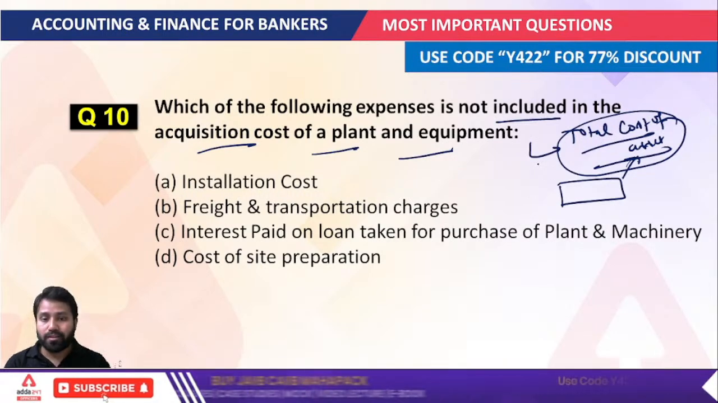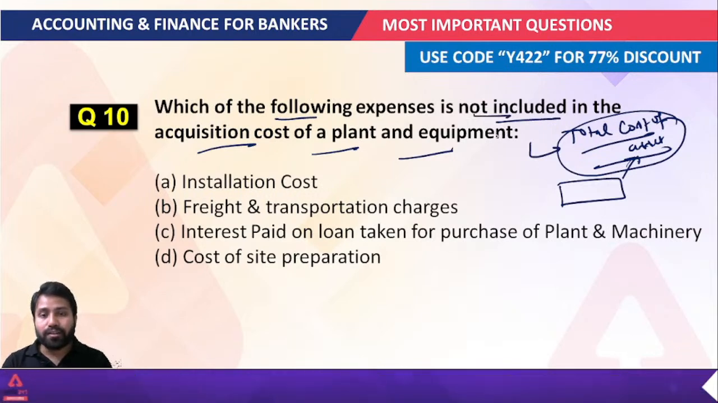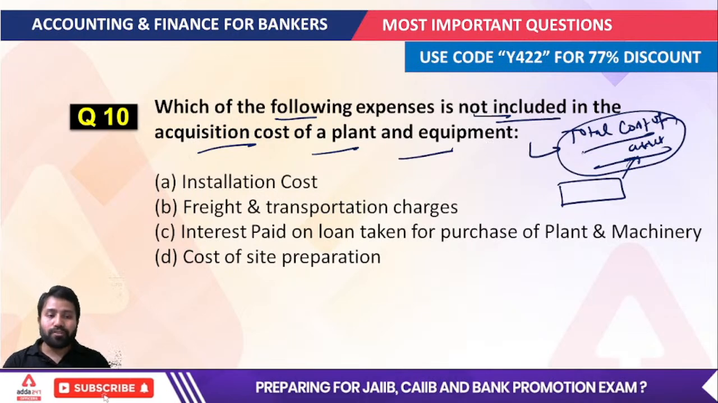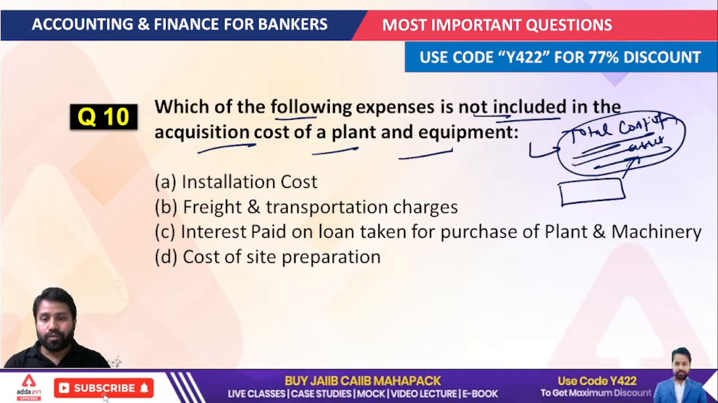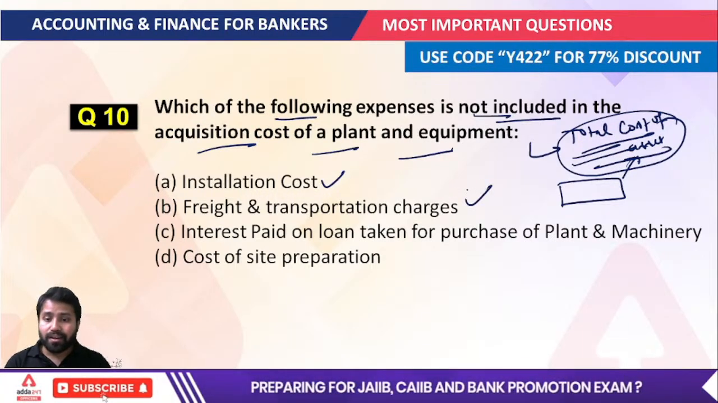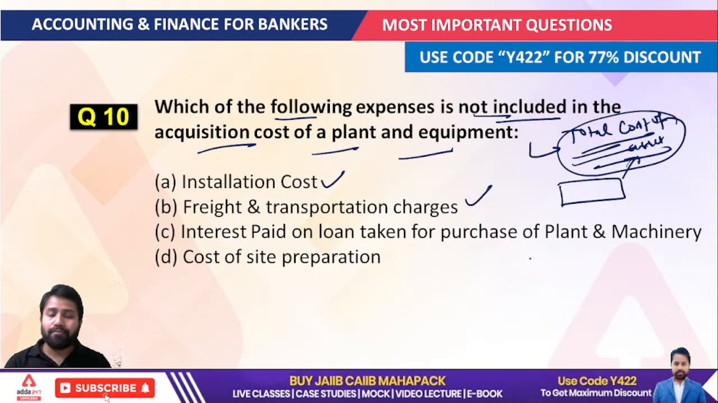That actually makes the total cost of the asset. So if I talk about which of the following expenses is not included in the acquisition cost of the plant and equipment, you are actually talking about the total cost of that asset. Here you will include the installation cost, that is correct. Freight and transportation charges, that is correct. Interest paid on loan taken for the purchase of the plant and machinery.